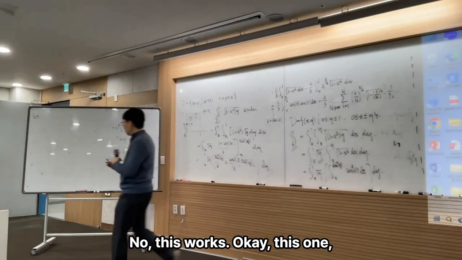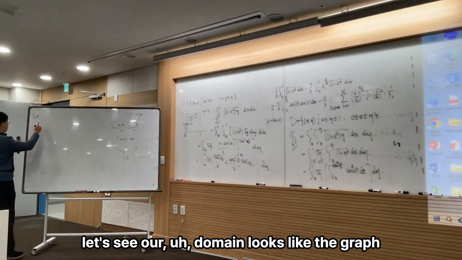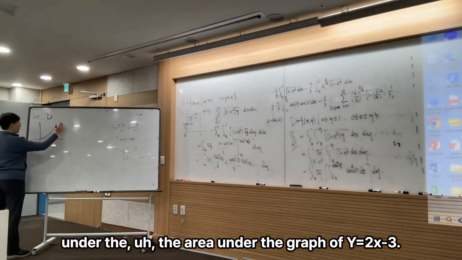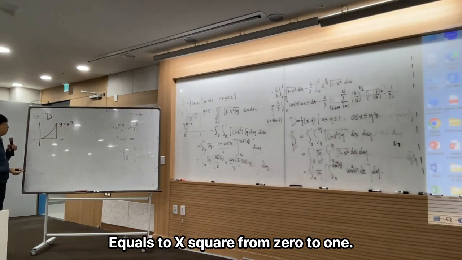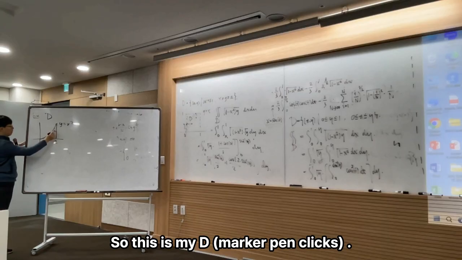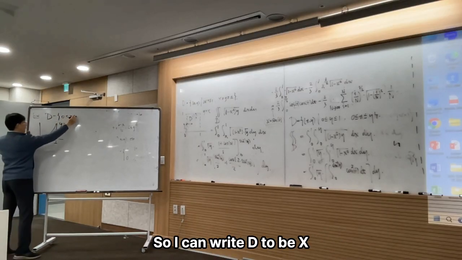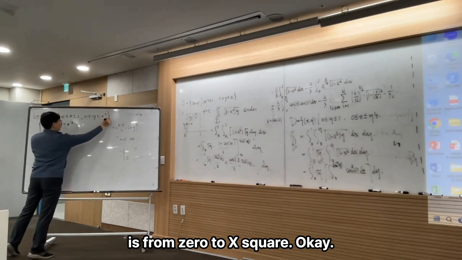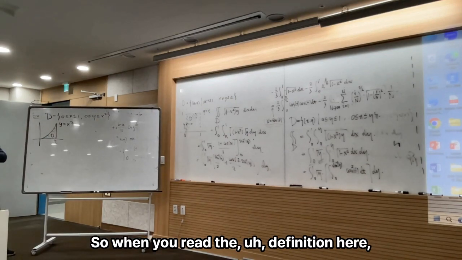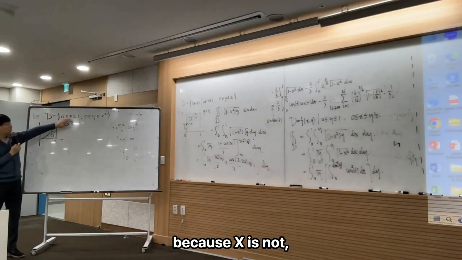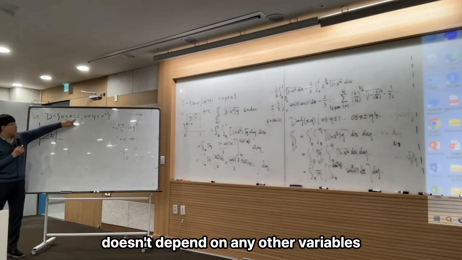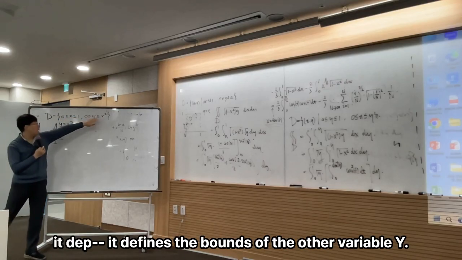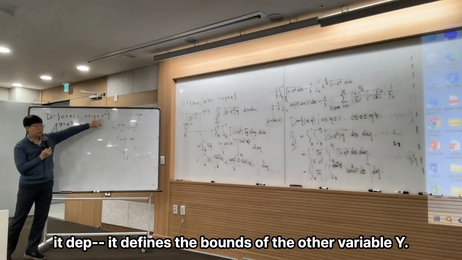This works. Okay, this one, let's see, our domain looks like the area under the graph of y equals x squared from 0 to 1. So this is my D. I can write D as x from 0 to 1 and y from 0 to x squared. When you read the definition here, you have to go for your x, because x doesn't depend on any other variable. So you can choose freely between 0 and 1. Once you choose that, it defines the bounds of the other variable, y.